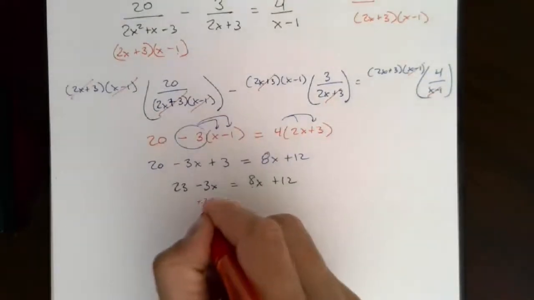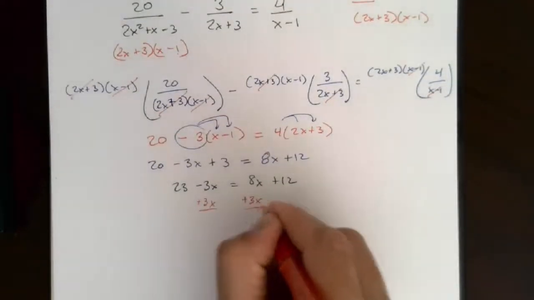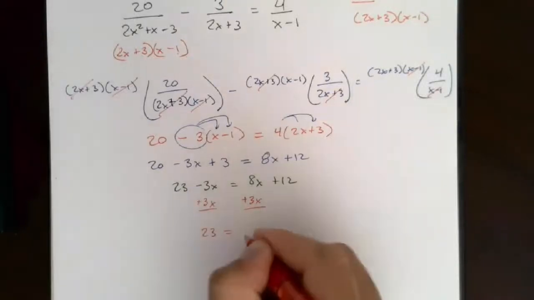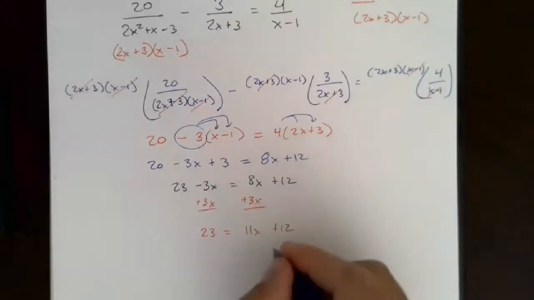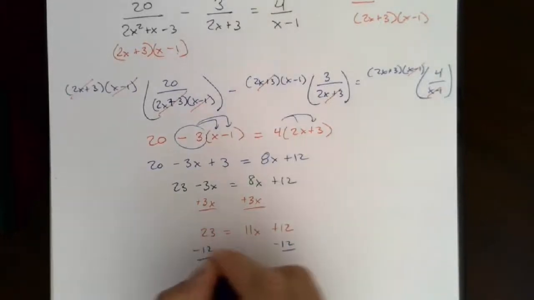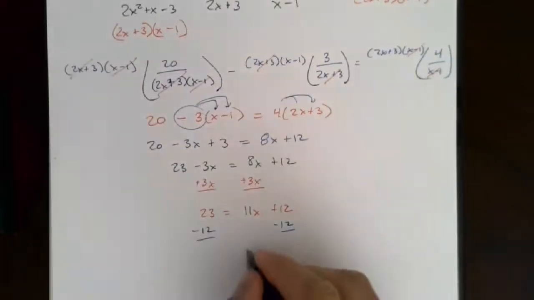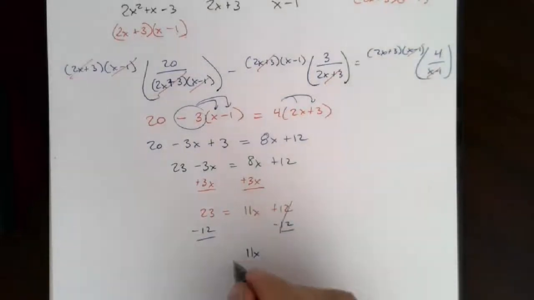So maybe I'll add 3x to each side here. So you get 23 equals, this is going to be 11x plus 12. And then I will subtract 12 from each side, so subtract 12 and subtract 12. I end up with, I'll write these cancel, so 11x is equal to 23 minus 12, which is 11, and then we divide by 11 to each side, so I get x equals 1.